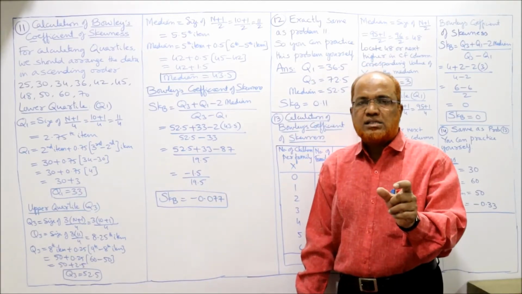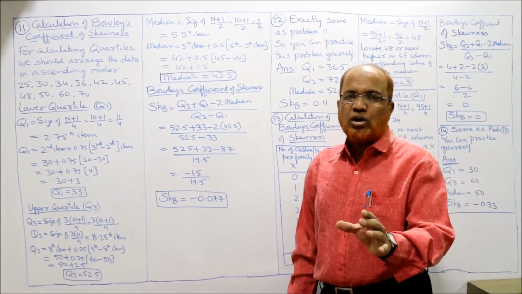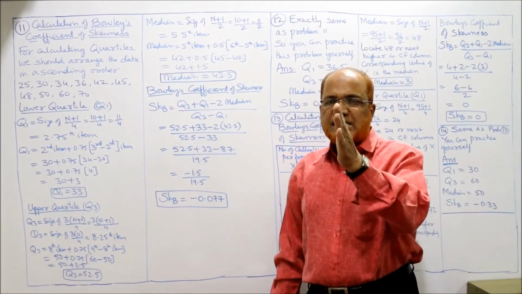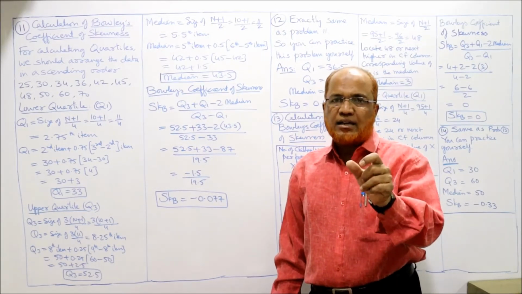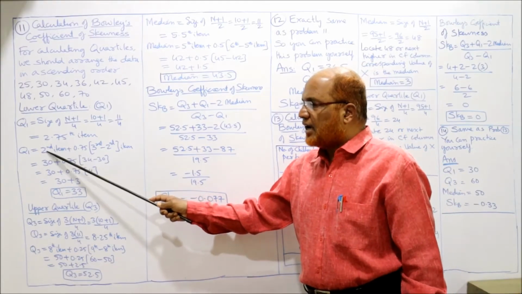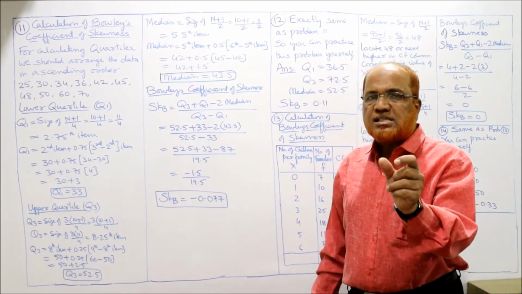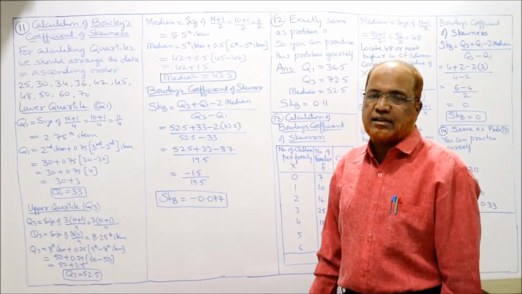So Q1 is the 2.75th item. It means what? This Q1 lies between the second item and the third item. So first we'll take Q1 is equal to the second item plus 0.75th part of the difference between the third and second.